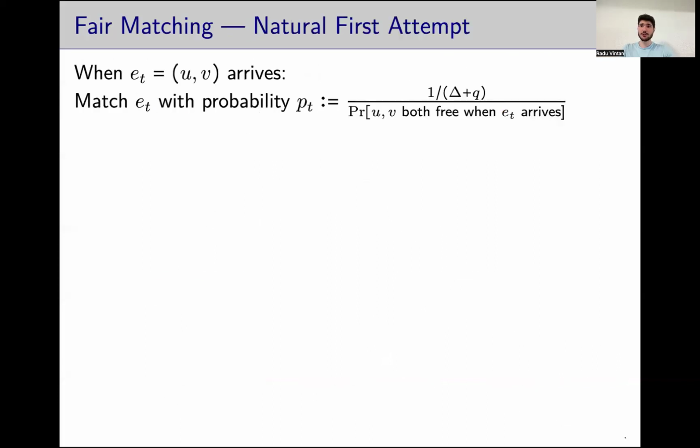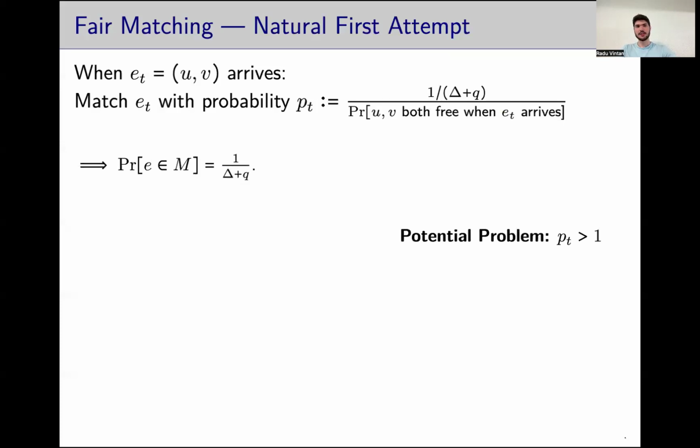So these are the two paths we obtain. And this gives a natural idea now, which other people have noticed. When you get an edge E_t connecting U and V, scale up the desired probability 1 over delta plus q by exactly 1 over the probability of U and V being free at this moment in time. So this is exactly what we did here. So we use the probability of reaching such a scenario where this edge is even matchable. And if you do this, it's very easy to prove that you will have the correct marginal.